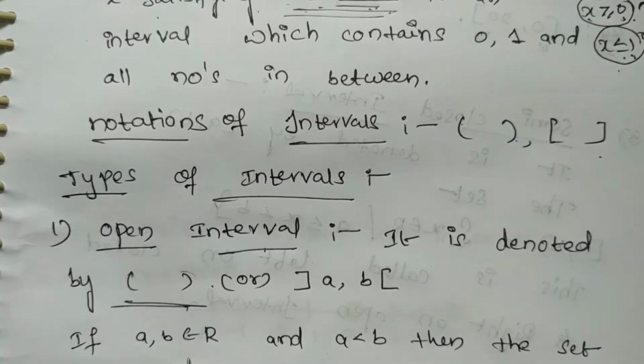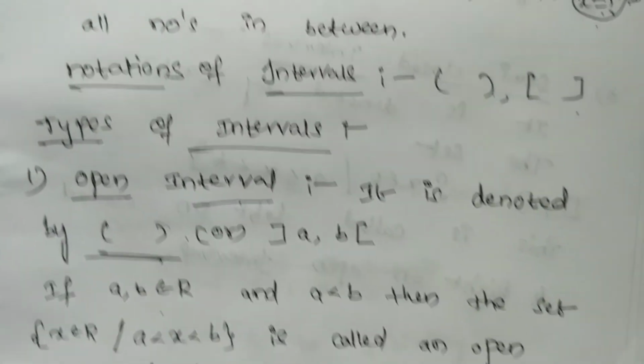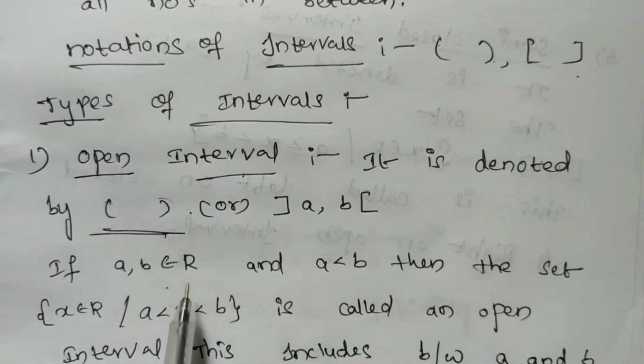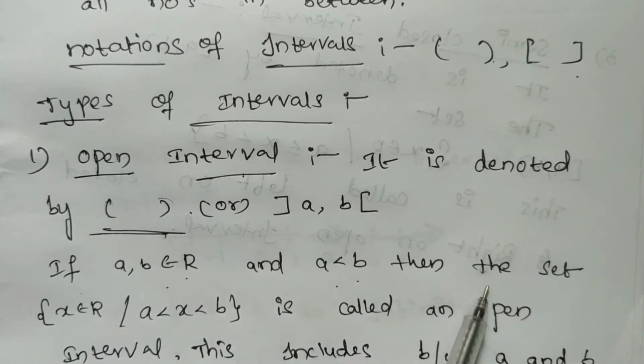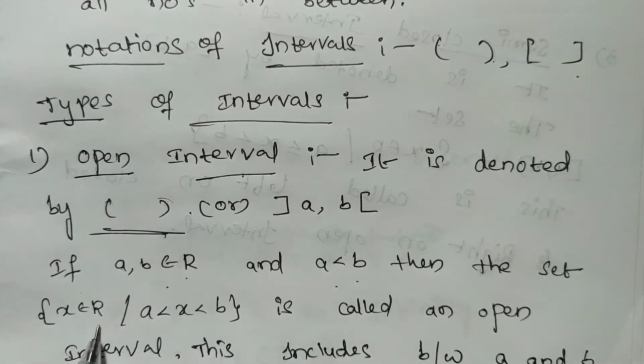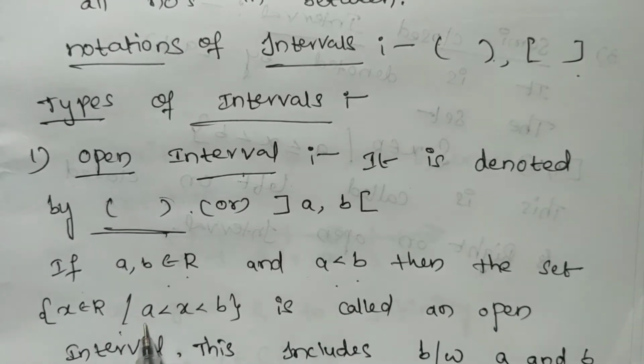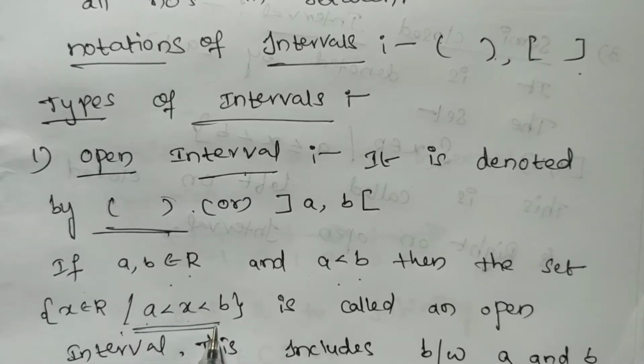If (A, B), the definition of open interval is: A, B belong to R and A is less than B. The set of the open interval can be written as X belongs to R such that A less than X less than B.